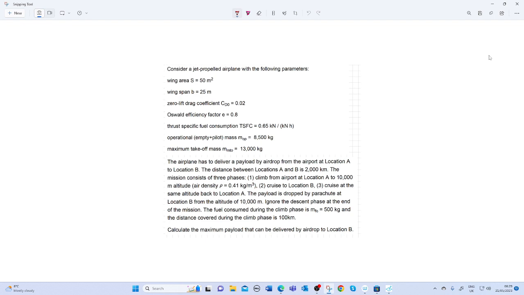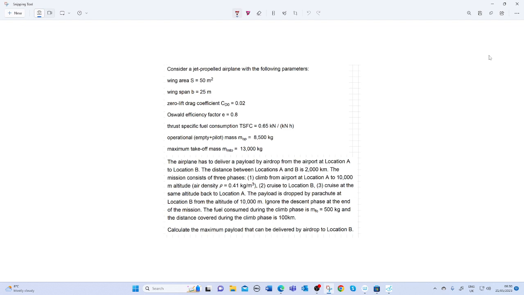Today we have another question bordering the jet propelled aircraft and how to calculate the maximum payload delivered from one point to another. Once again, how to calculate the maximum payload delivered from one point to another using a jet propelled aircraft.